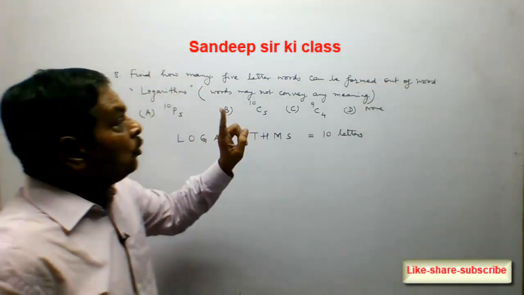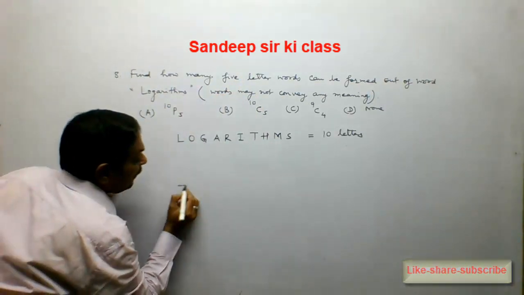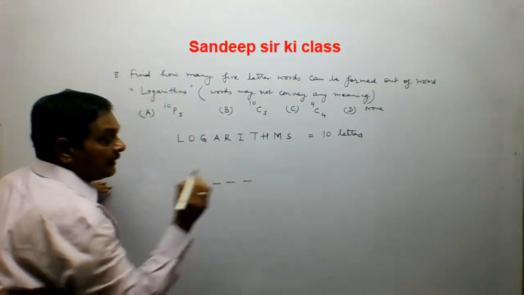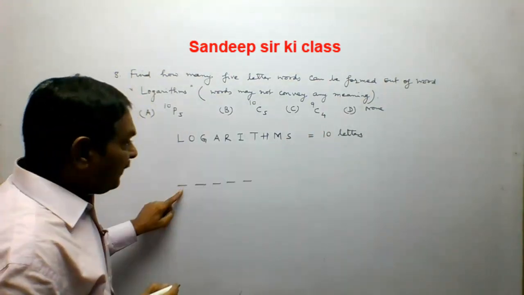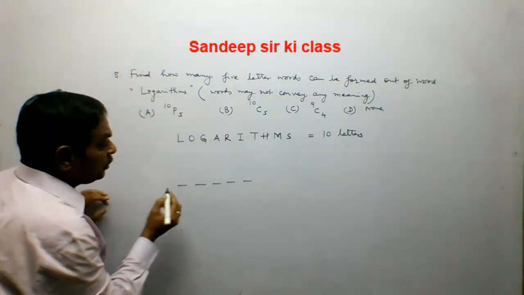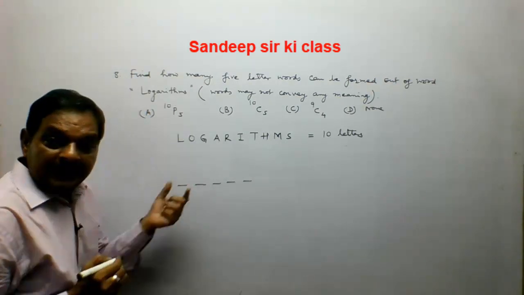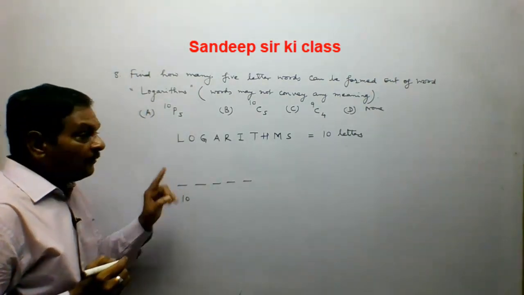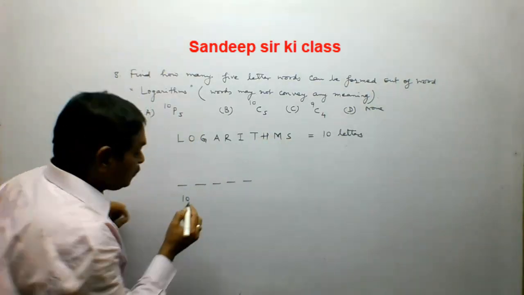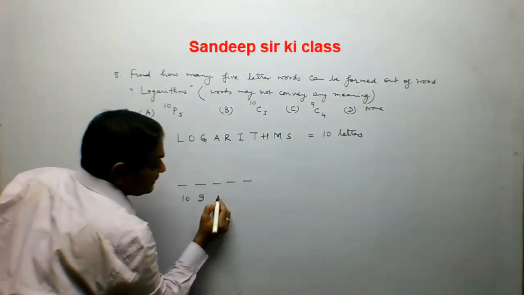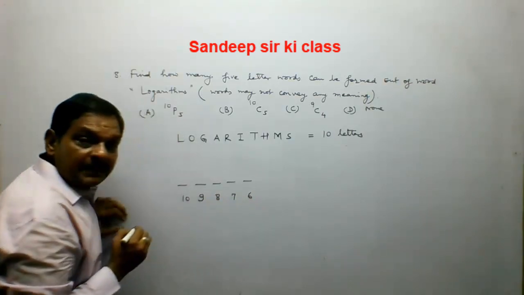Now we want to make a word of 5 letters. So 1, 2, 3, 4, 5. These 5 places are to be filled from these 10 letters. At the first place any of the letters can come, so this can be filled by 10 number of ways. Any of the letters can come at this place. One has come, suppose O has come, then the remaining 9 can come here. So this can be filled by 9 number of ways. Similarly, this by 8, this by 7 and this by 6 number of ways.